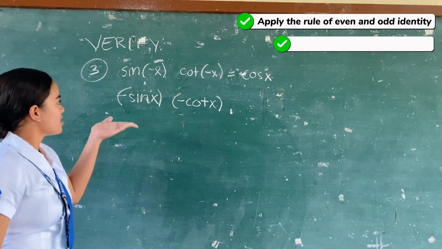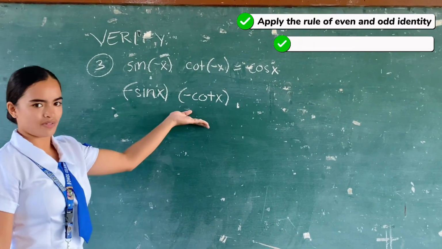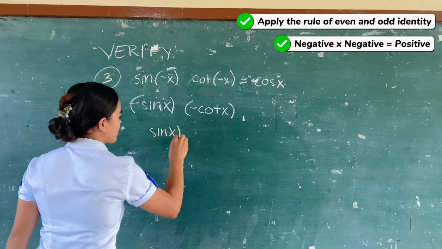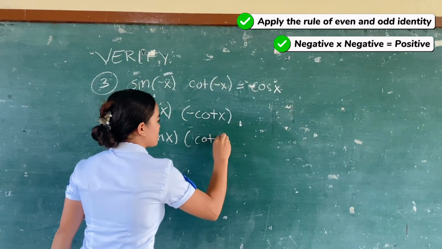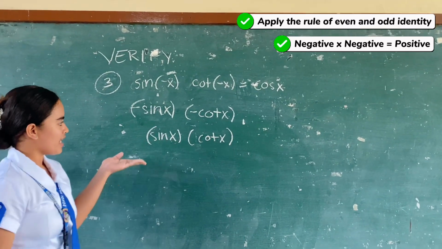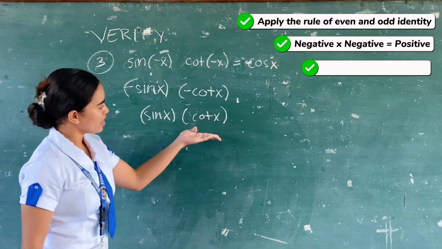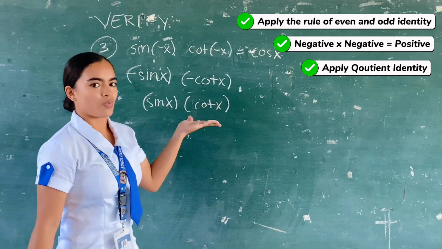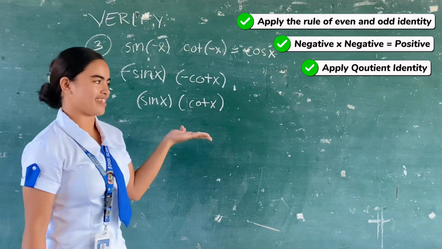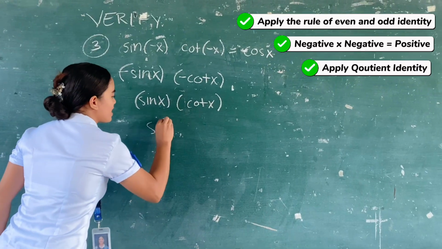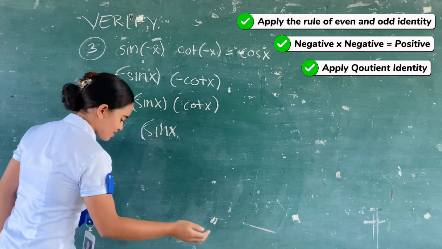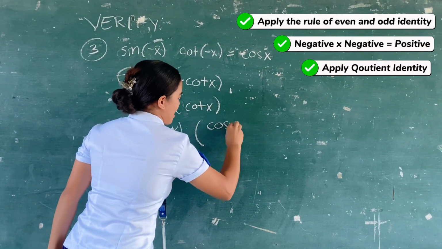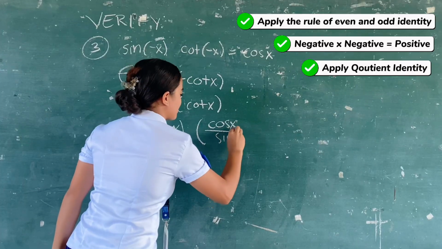Then we all know that negative times negative is equal to positive. So we have to copy sine x times cotangent x. So in this equation, we have to apply the rule of the quotient identity of cotangent x, which is cos x over sine x. So we have sine x times cos x over sine x.